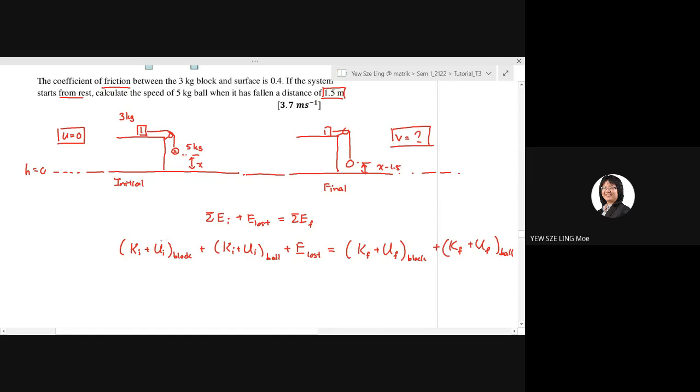If there's another object, maybe a third object, then you need to add one more bracket, and then calculate the energy for the third object. So once you reach this step and you got this correct, then basically you are very close to the correct answer. Okay, the next thing is just that you need to think.